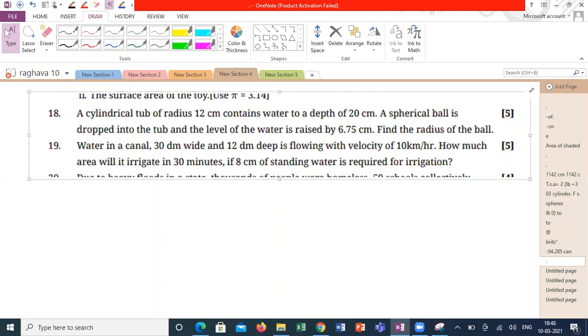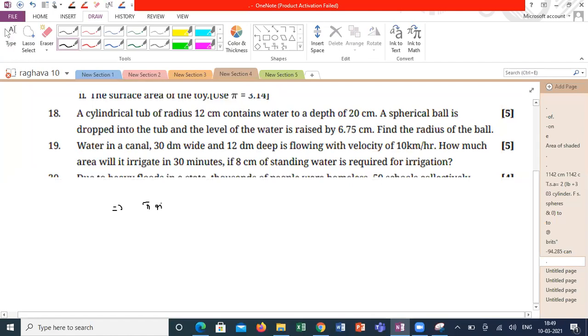See, there is a rise by 6.75 centimeter. Initially, the cylindrical tub of radius 12 centimeter has water at a depth of 20 centimeter. After dropping the spherical ball, the water is raised by 6.75 centimeter, which means the height of the water level in the cylindrical tub rises by 6.75 centimeter, correct? Yes, sir. So the change in volume will be equal to the volume of the sphere. From that, you can calculate the radius. Quick, find out the radius of the sphere. Sir, is the radius 9 centimeters, sir? 9 centimeter.